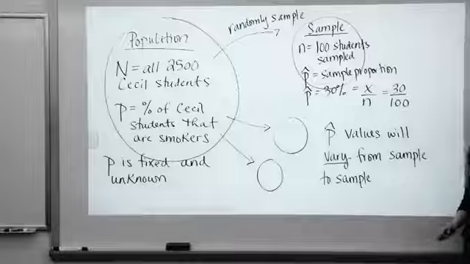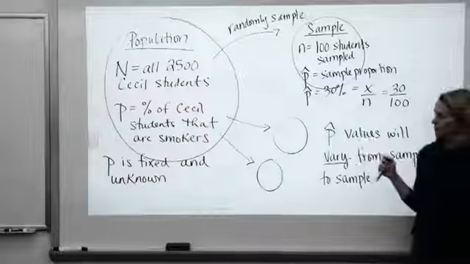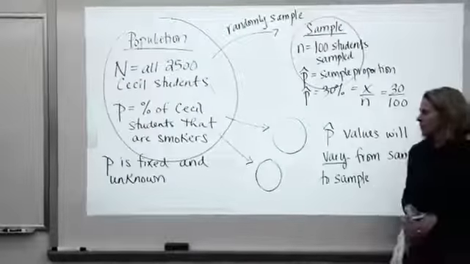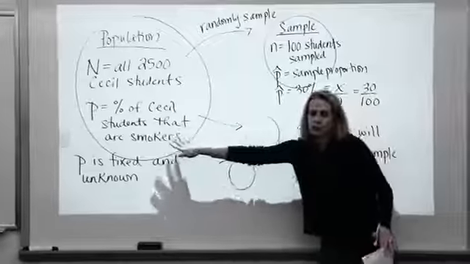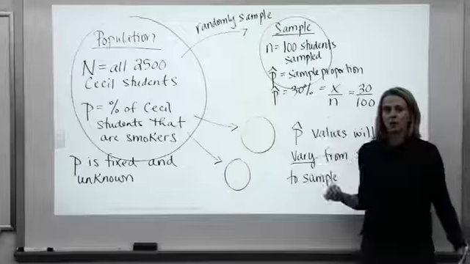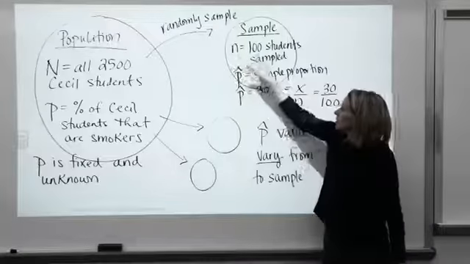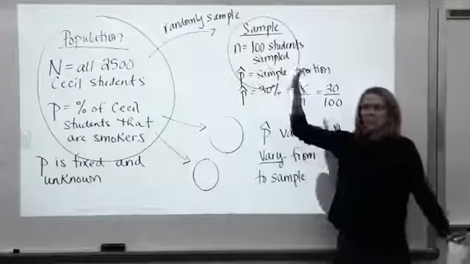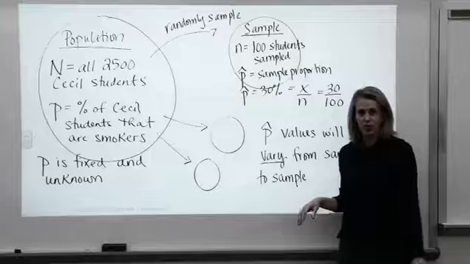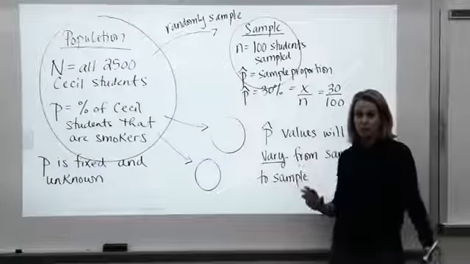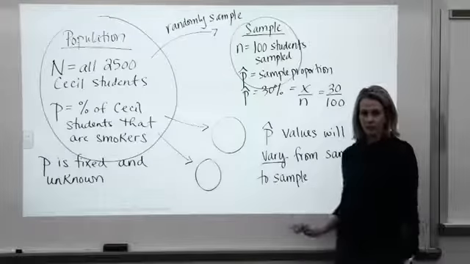Now imagine if, and we don't know this, but if the true proportion of smokers at Cecil was, let's say, 25%, how likely do you think it would be to get a sample of 100 students where 90% of them were smokers? A random sample, not a biased sample. Probably not very likely, right?